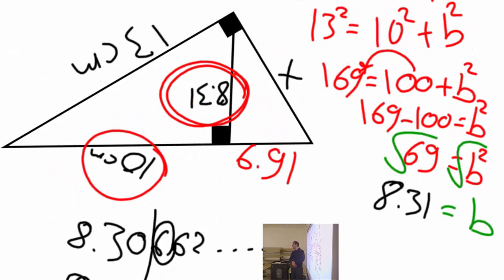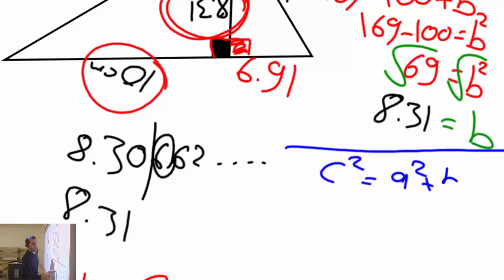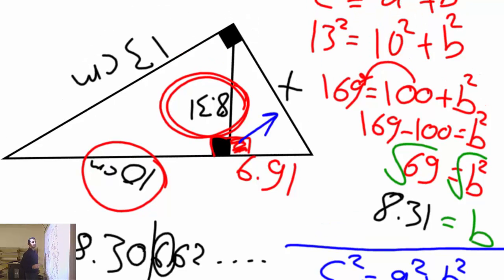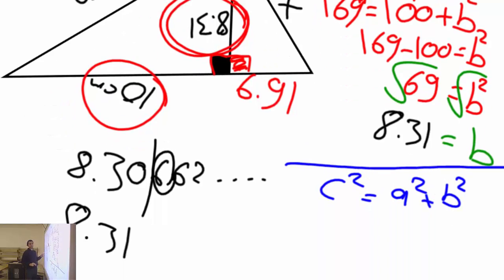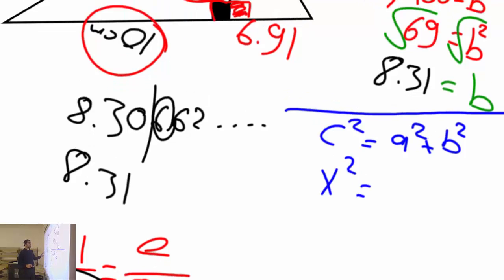Now we are almost done. X is the real question. This is 90 degrees here. That means this is also 90 degrees. So I am looking at another Pythagorean theorem. So let's write it down on the side here using the blue color. C square equals A square plus B square. C is the one across from 90 degrees, which is X. X square equals A and B, never matters.